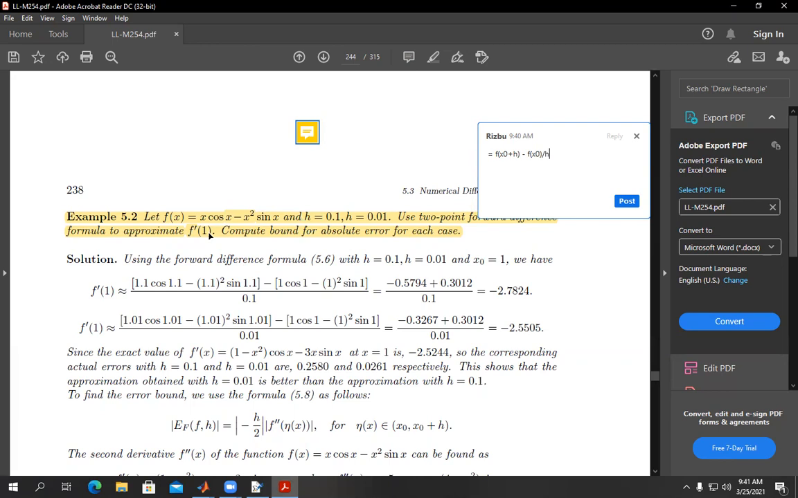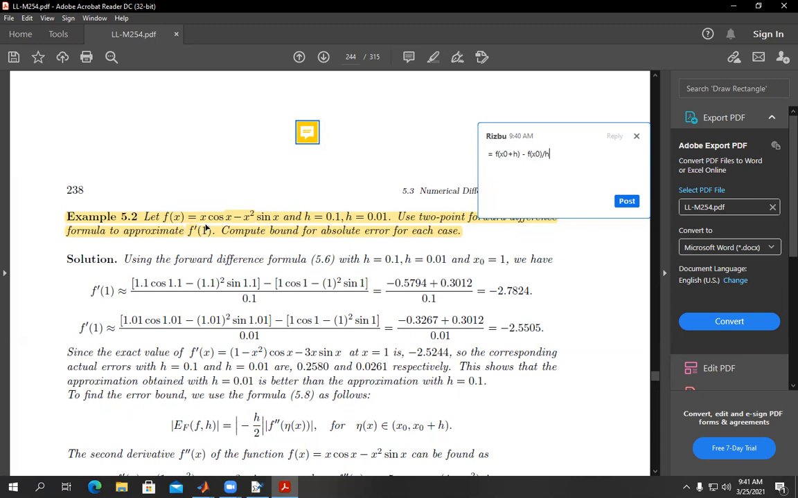What is your x naught given? It is 1. What is h given? Let's choose first h equal to 0.1 here. Then we have f of x naught plus h. So this means 1 plus 0.1 is 1.1, minus f of 1, divided by 0.1. So what is f of 1? In place of x, put 1.1.